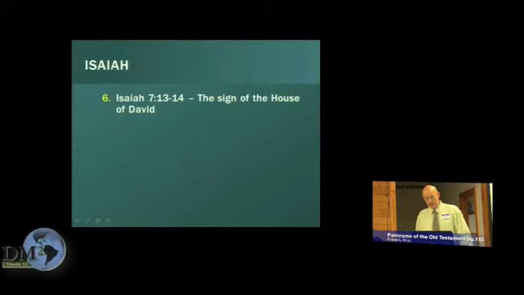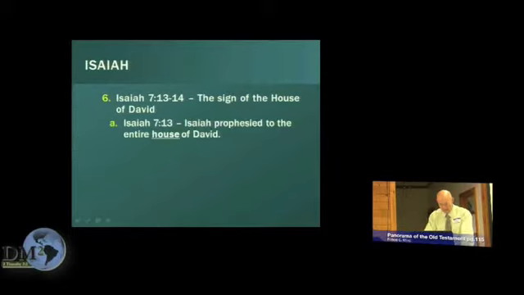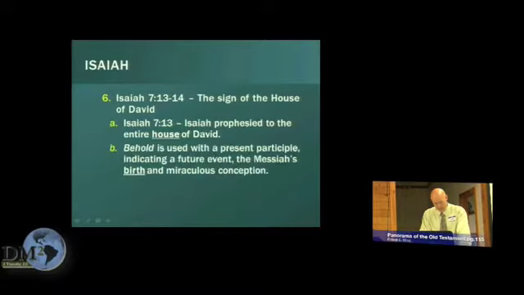Isaiah 7:13-14, the sign of the house of David. Verse 13, Isaiah prophesied to the entire house of David. So again, it's one of those places where you got to watch the change of pronouns and who's being addressed. Behold is used with a present participle indicating a future event. The Messiah's birth and miraculous conception. You have a miracle of conception and birth.